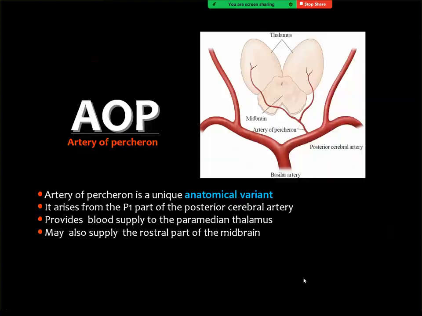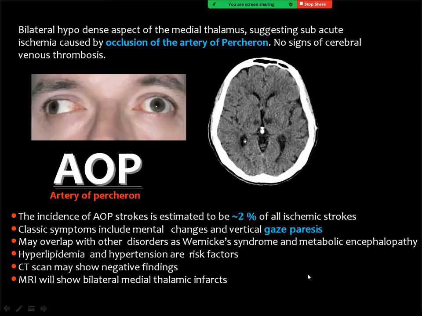infarctions. This artery is an anatomic variant arising from the posterior cerebral artery, and it usually supplies the thalamic region and also may be part of the midbrain. Then, if this artery is occluded for many reasons, then you got these two infarcted areas on either side of the third ventricle in the region of the thalamus. The incidence of artery of Percheron stroke is about 2%.